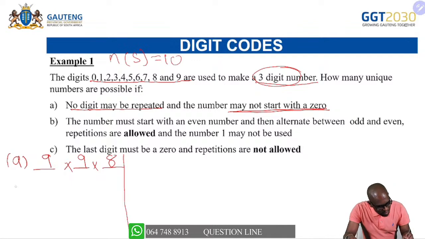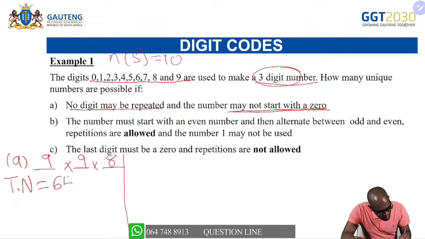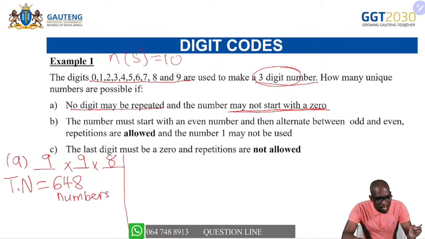Now, if you calculate all that using your calculator, the total numbers that can be formed would be 9 times 9 times 8, which gives us 648 numbers. So there are 648 unique numbers that you can use in this case.